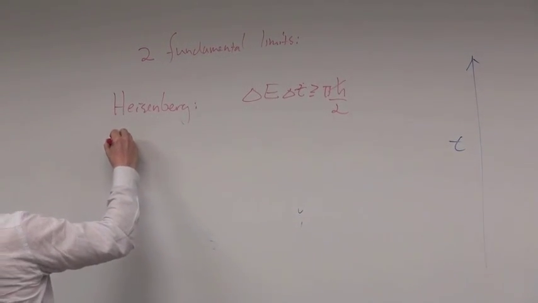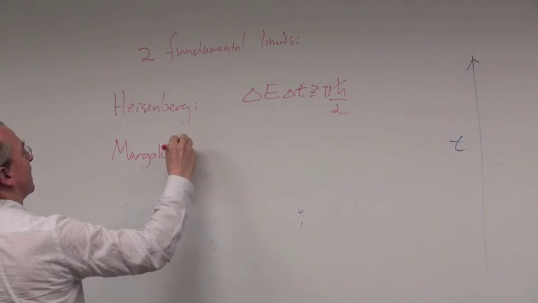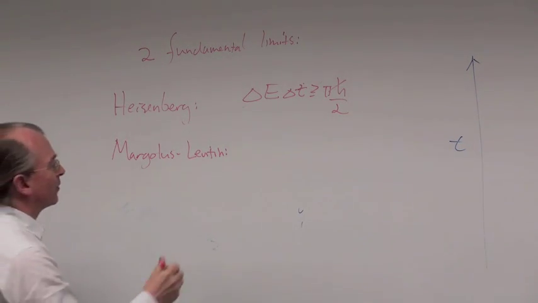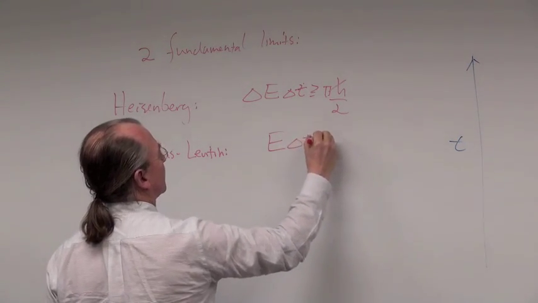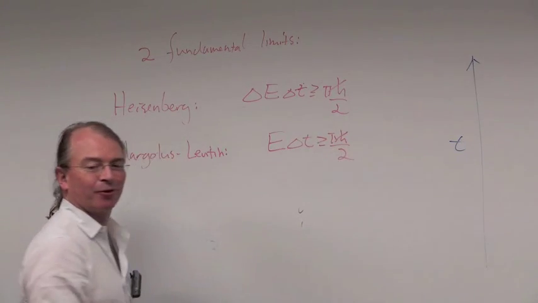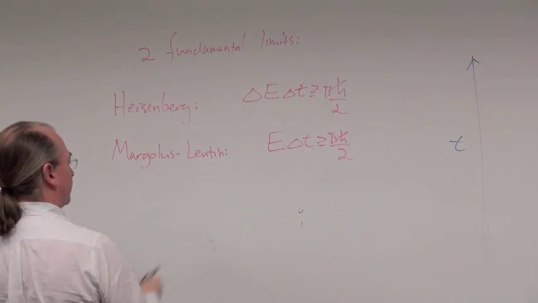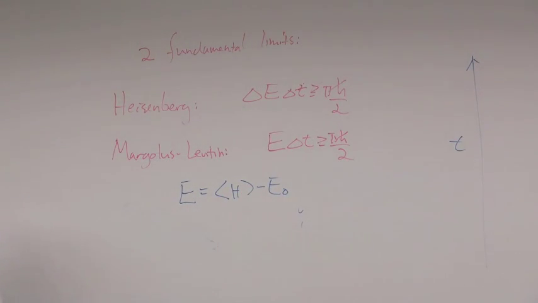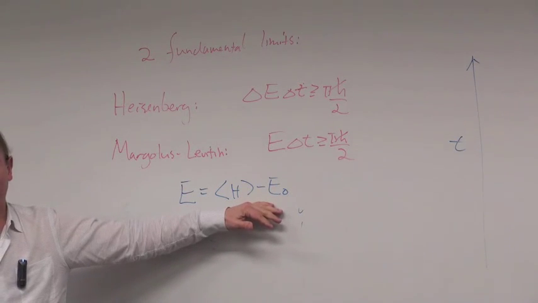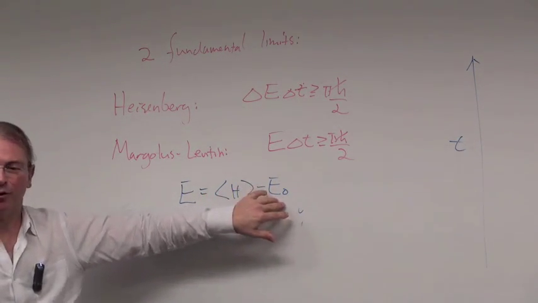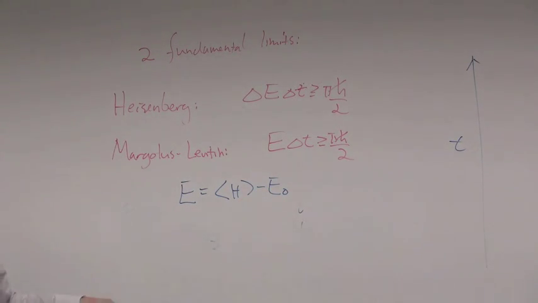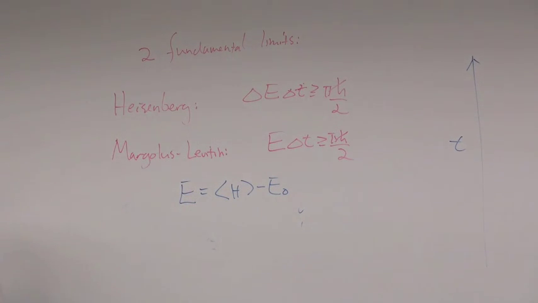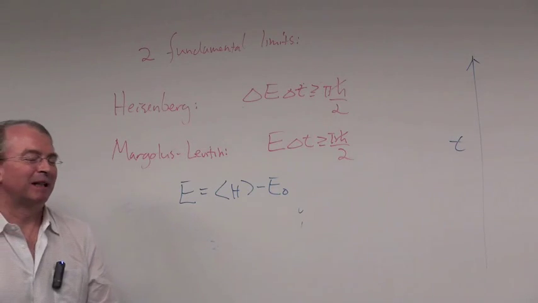There's another less well-known theorem, which is the one that we're actually going to use, called the Margolis-Levitin theorem, named after Norm Margolis, who's at MIT, and Lev Levitin, who's a professor, now retired, at Boston University. It says that E delta t is greater than or equal to pi h bar over 2, where E is the expectation value of the energy of the system over the ground state energy. That is to say, the actual measurable energy of the system, because the measurable energy is the energy over the ground state. It's easy to remember because you just take the Heisenberg relation and erase the delta, and it turns out to be true, but the proof is quite different. It is nonetheless a theorem, so these are just theorems about quantum systems.